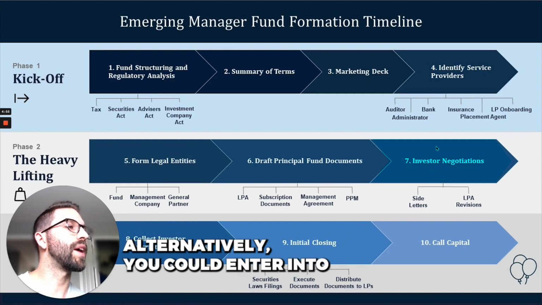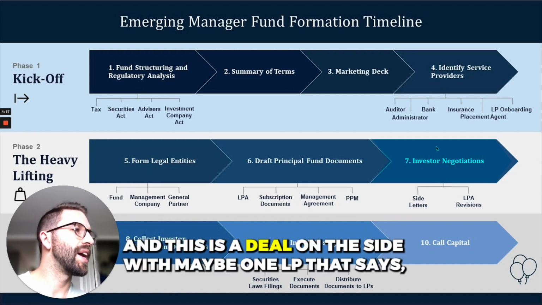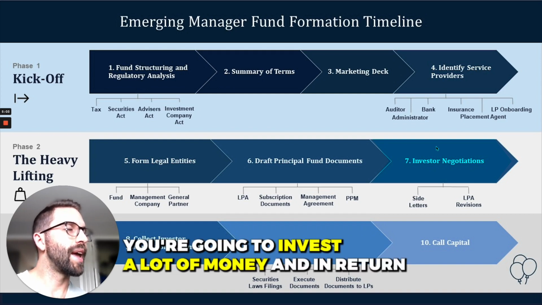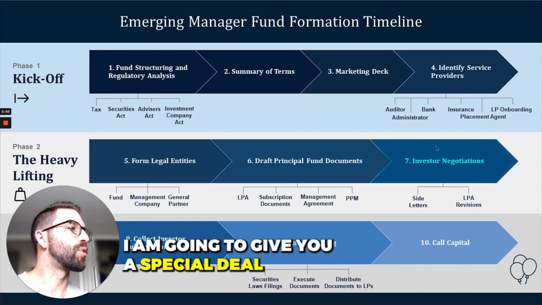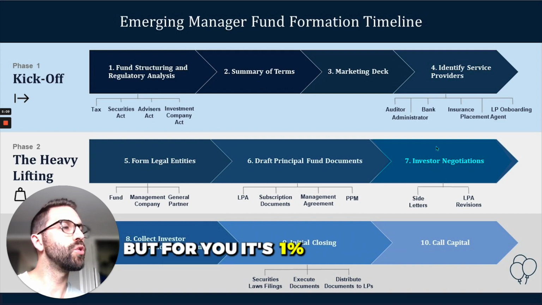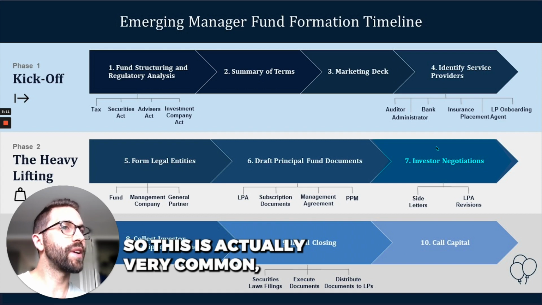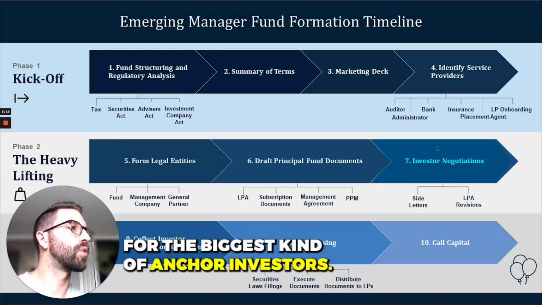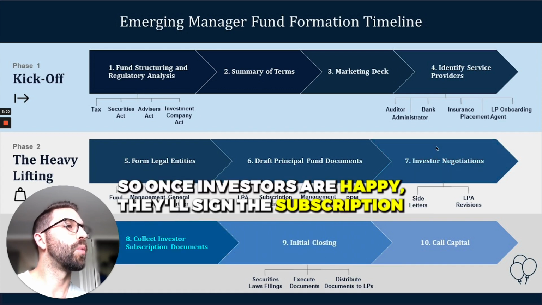Alternatively, you could enter into what's called a side letter. This is a deal on the side with maybe one LP that says, okay, LP, you're going to invest a lot of money, and in return, I am going to give you a special deal. The fee is 2 for everybody else, but for you, it's 1. This is actually very common, something that happens in a lot of investment funds for the biggest anchor investors.